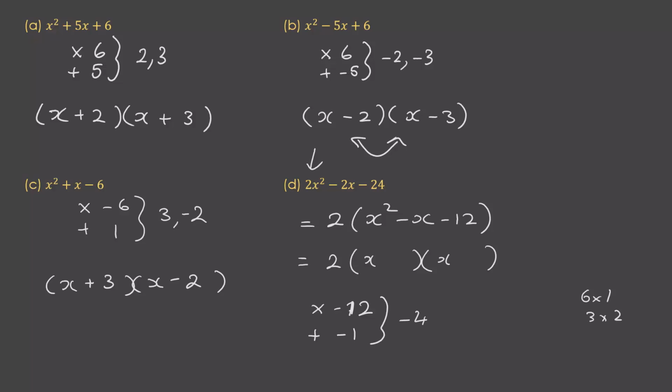Well, negative 4 and positive 3 will do that. Negative 4 times 3 is negative 12. Negative 4 add 3 is negative 1. So put in negative 4 and positive 3.